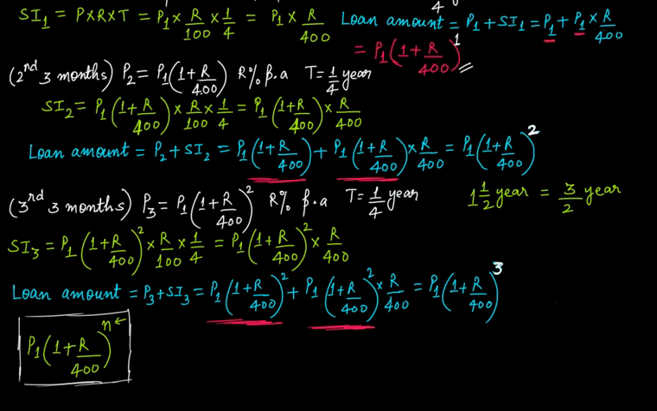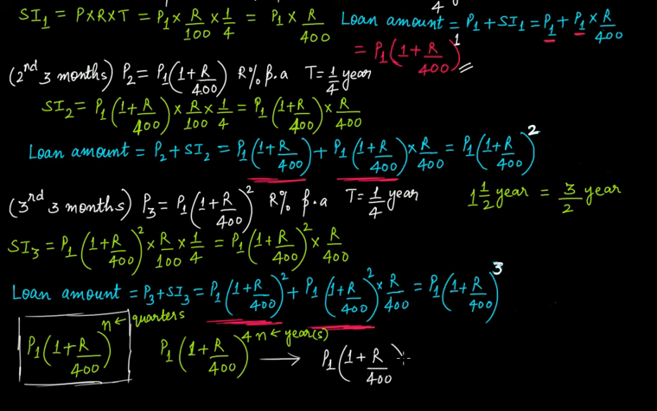The only change you will make is that A = P1 multiplied by (1 + R/400) to the power 4n, where n, in this case it was quarters, in this case n will be years. Now, in this case, this is 3/2 year. So what will be your answer? The answer will be P1 (1 + R/400) to the power 4 multiplied by 3/2.